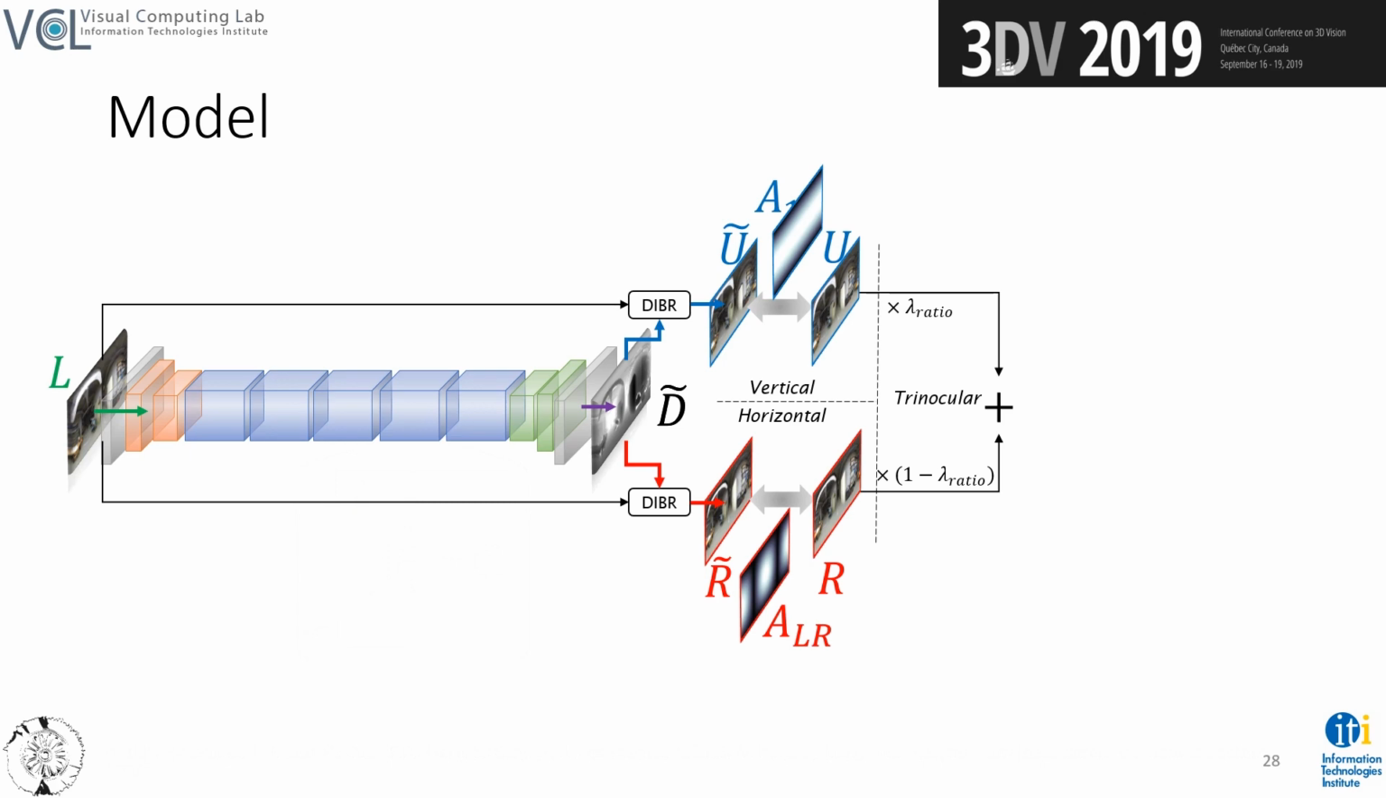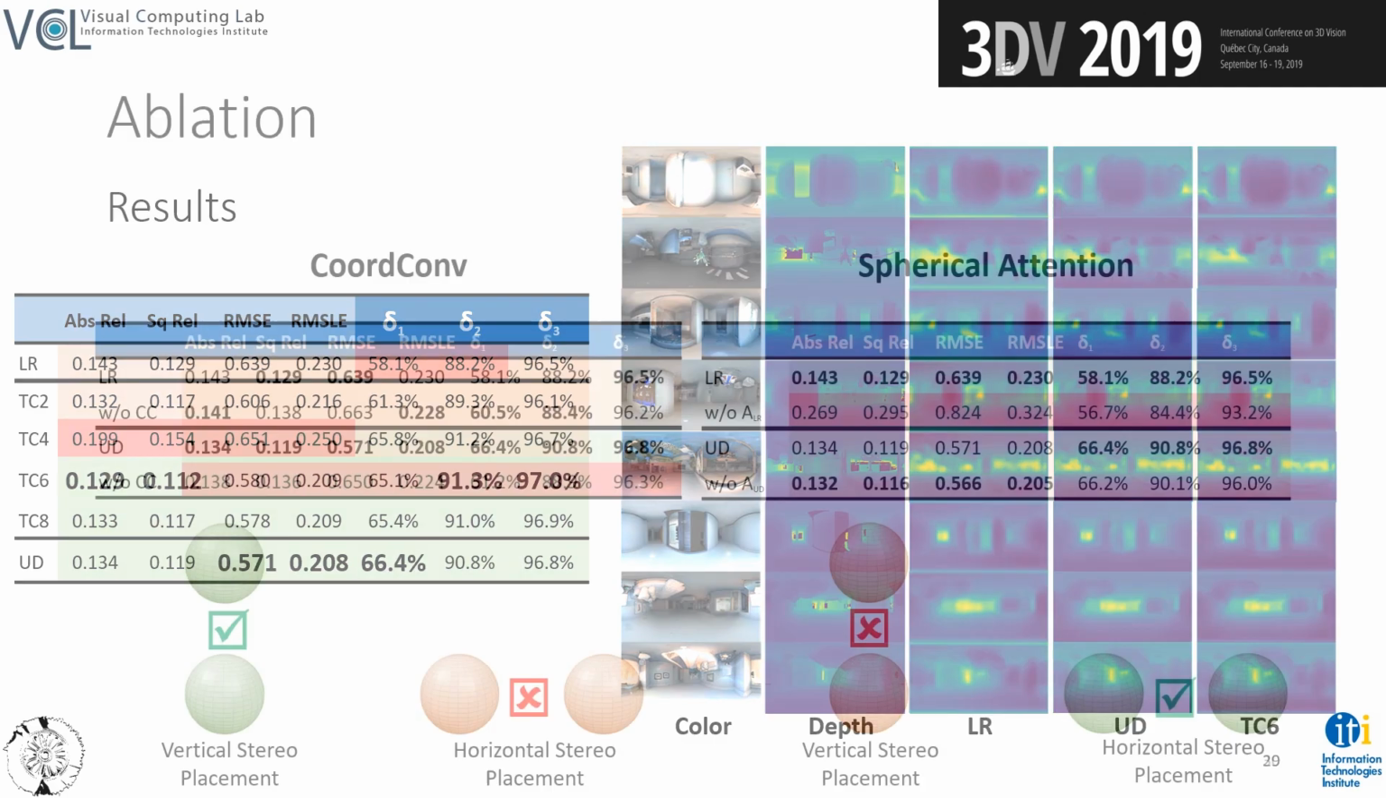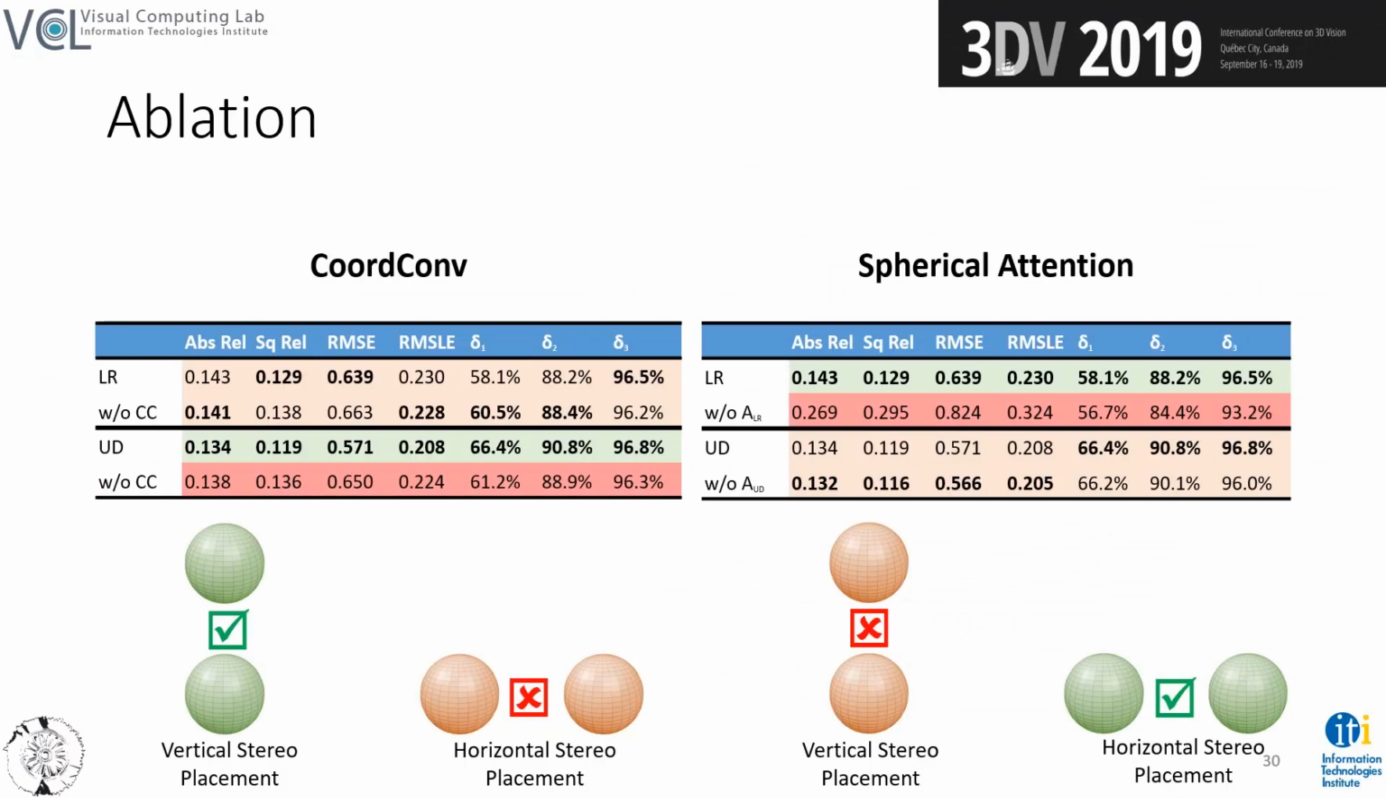We also investigate the complementarity of a trinocular stereo setup using a blending factor. Interestingly, we find that there exist blending factors that deteriorate performance. While vertical stereo offers good performance, we manage to successfully train a horizontal model. Our ablation analysis reveals the coordinate convolutions greatly improved the performance in the vertical case, while spherical attention considerably improved the performance of the horizontal one.